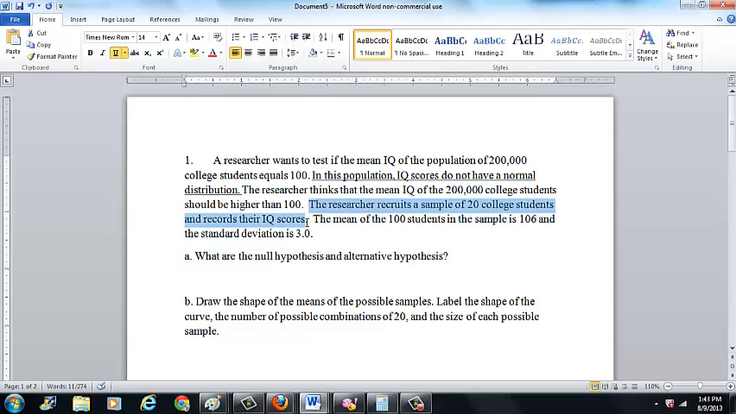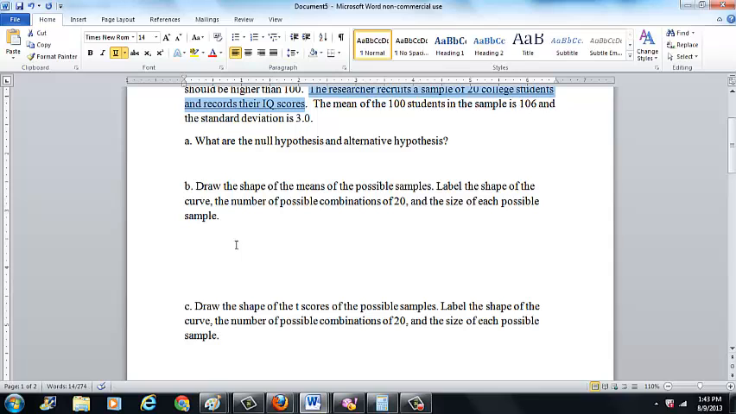So this means that we don't have a normal population, we're not sampling from a normal population, and our sample size isn't 30 or larger. What that means is the curve around the means of possible samples will not be normal.